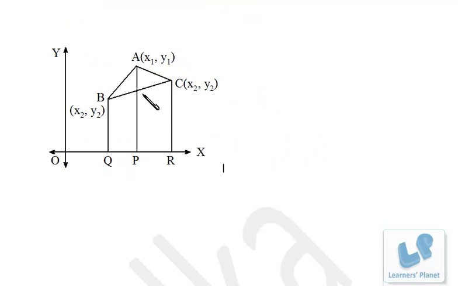Now friends, let's find out the area of the triangle when the coordinates of the three vertices are given. We have the triangle ABC. The coordinates of A are x1 y1, coordinates of B are x2 y2, and coordinates of C are x3 y3. Now we have to find out the area of triangle ABC.